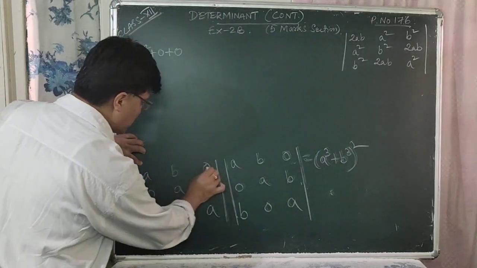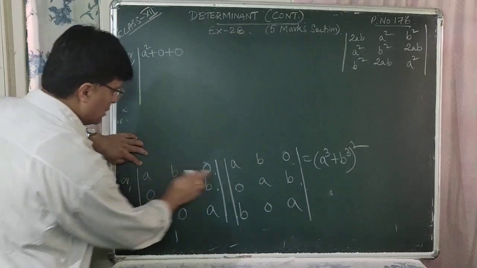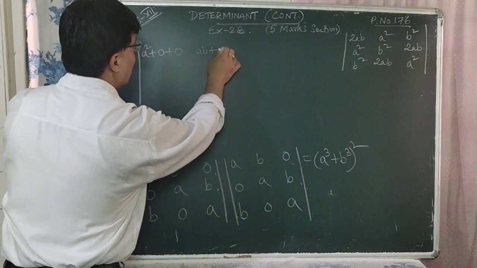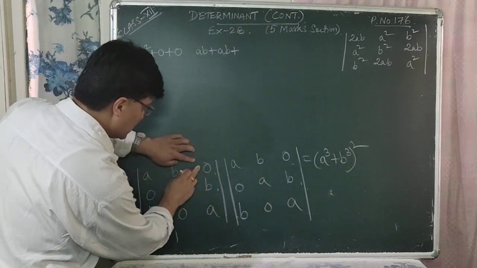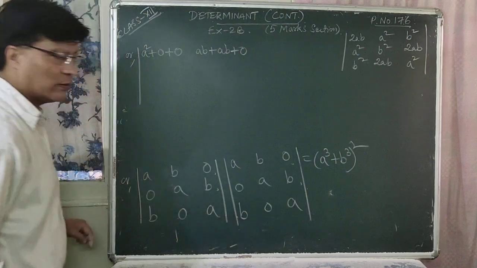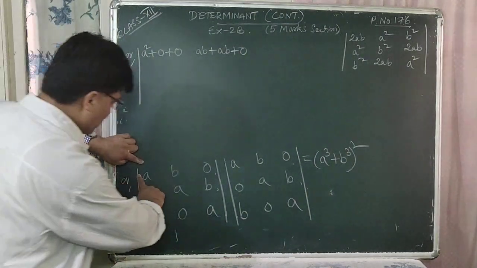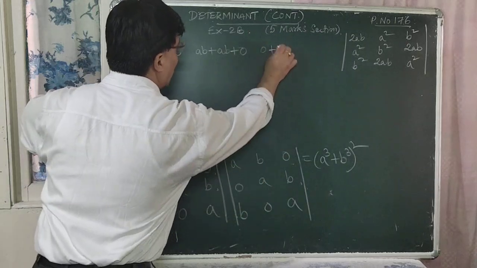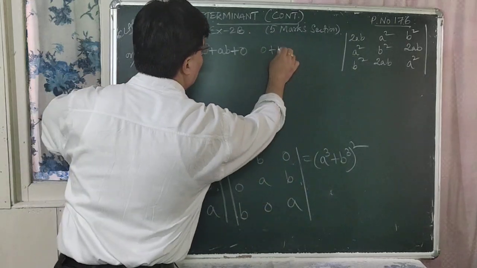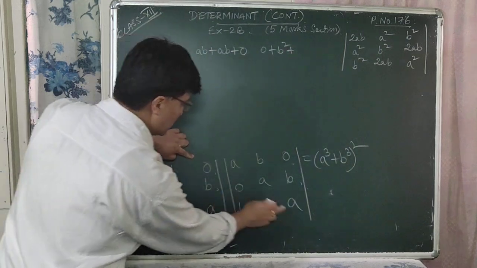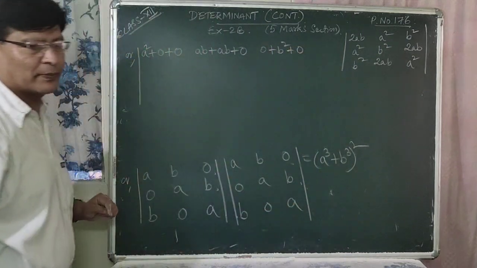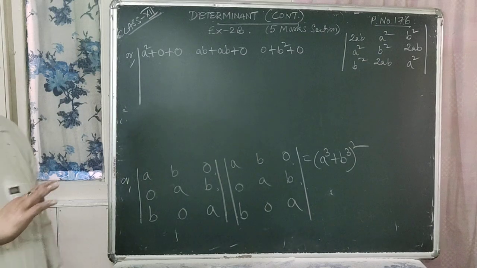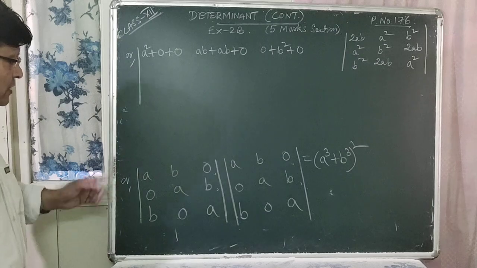Next, first row is multiplied by second column now. A into B, AB plus B into A, AB plus 0 into 0, 0, right? Then again, first row is multiplied by third column. A into 0, 0 plus B into B, B square plus 0 into A, 0. Is that clear? The first row is now complete.